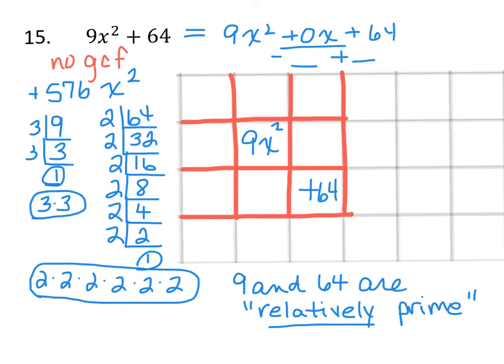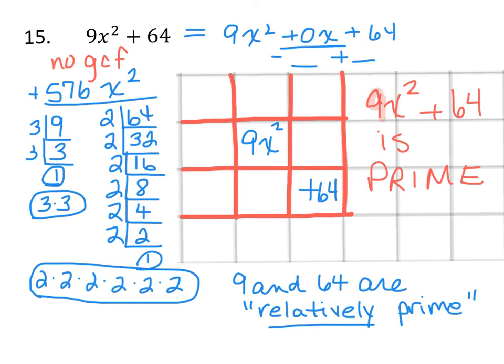What that tells us is that there is no factorization of 576 that would give us a pair of factors that would cause the sum or the middle term to disappear. And therefore, oops, wrong pen. 9x squared plus 64 is prime.